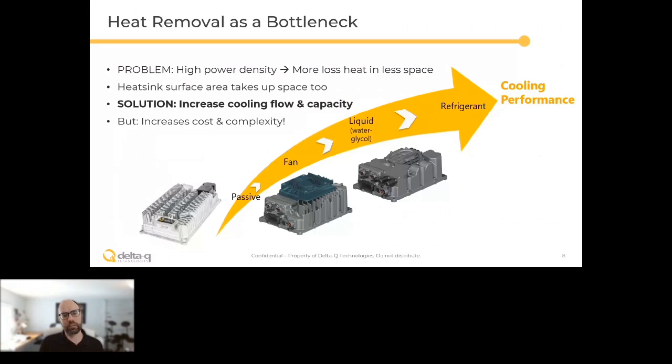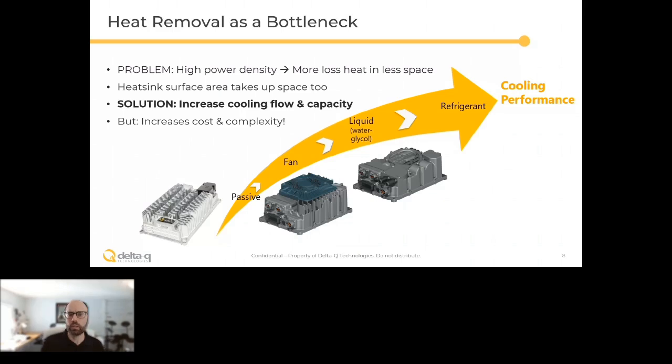So this again is a solution which can increase power density, but it also has drawbacks. You increase cost and complexity. At the far left, it's really nice having a system that has no moving parts at all. Once you start adding fans that have to be sealed and dustproof, once you start adding external liquid cooling systems that have their own weight and cost, that increases the complexity of the system.